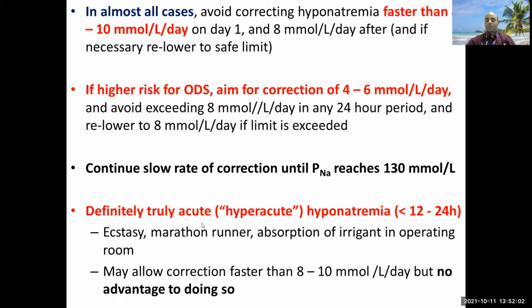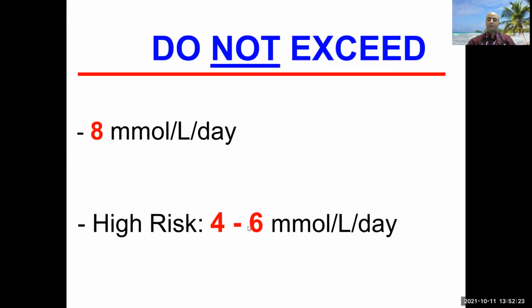With definite acute hyponatremia, for example a patient whose sodium at 6 a.m. was 135 to 140 and has dropped to 120, it's safe to correct him to 130, no problem, in the first 24 hours. But it's preferred to correct just 10 millimole per liter per day until you reach your target. Please, again, don't exceed 8 millimole per day. In high-risk patients, don't exceed 4 to 6 millimole per liter per day. Don't hurry. If your patient is asymptomatic, why are you in a hurry?